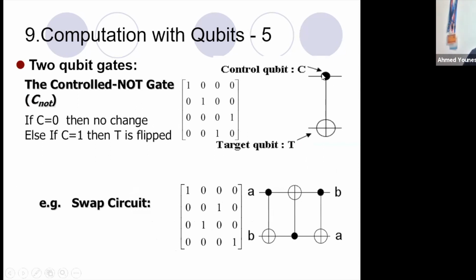For example, this gate is a CNOT gate. It is applied on 2 qubits. If we have here control and the target. So if the control is 1, the target will be flipped.